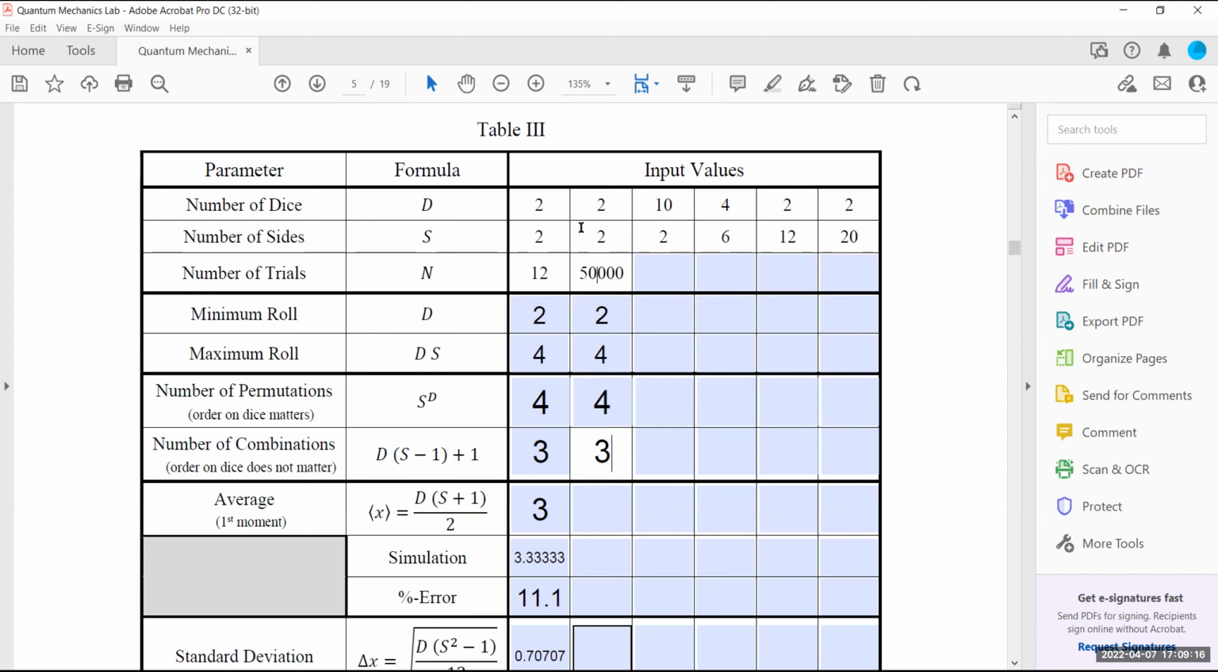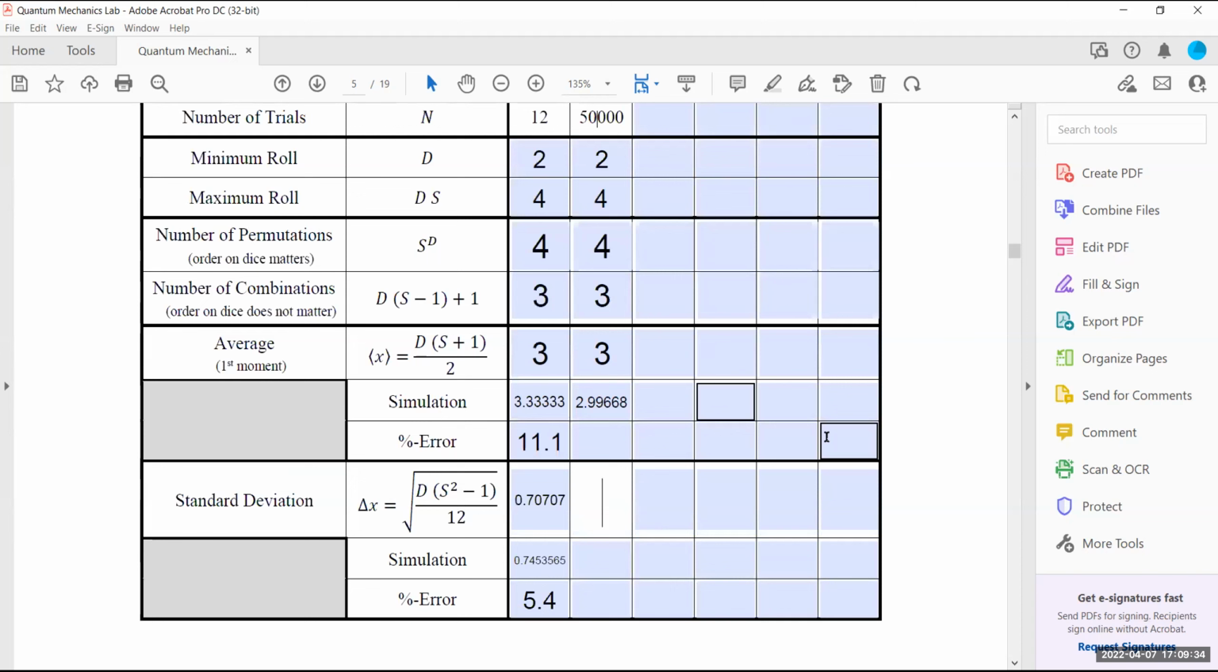The purpose of these two exercises in here is to determine that the higher the value of trials in here, the more precision you're going to get. Again, this is the theoretical value. Now, instead of 3.33333, it's giving me 2.99668. Okay, and I'm going to compute the error very shortly. The theoretical value is still 0.70707, repeating all the time. And the simulation now is giving me 0.7068444. Okay, so I'm going to find the error in a similar fashion as I did before.